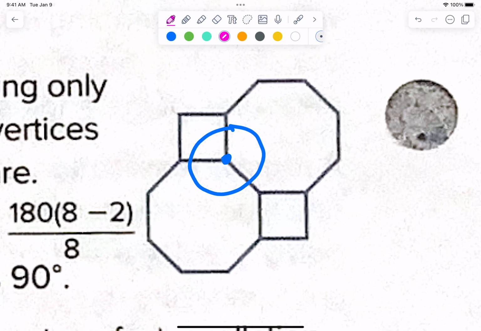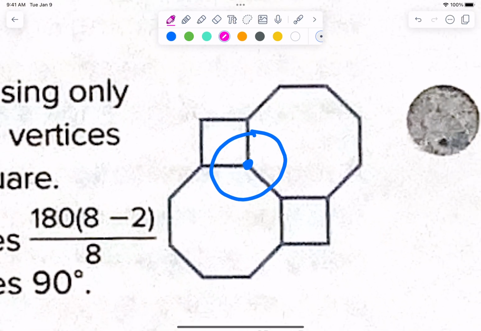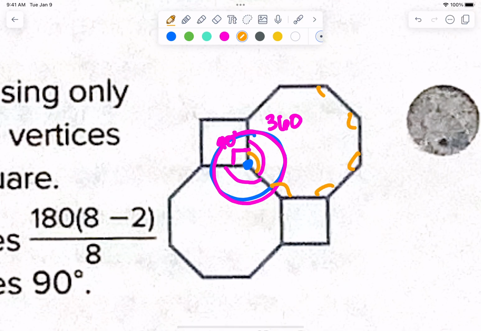I have 3 parts. I know that this is a 90-degree angle right there with the box. But then I need to figure out how much this is and how much this is, and they all should add together to make up how much? 360. Okay, so this is 90 degrees. We have to figure out how many degrees each of the angles of the octagon are, like what we did yesterday.